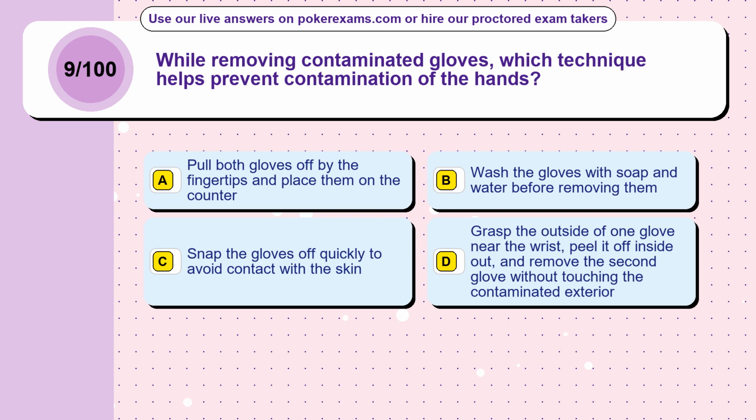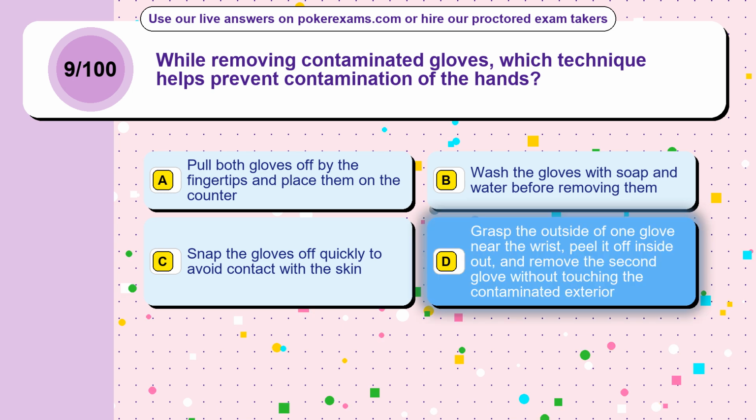Question 9. While removing contaminated gloves, which technique helps prevent contamination of the hands? Option A. Pull both gloves off by the fingertips and place them on the counter. Option B. Wash the gloves with soap and water before removing them. Option C. Snap the gloves off quickly to avoid contact with the skin. Option D. Grasp the outside of one glove near the wrist, peel it off inside out, and remove the second glove without touching the contaminated exterior.